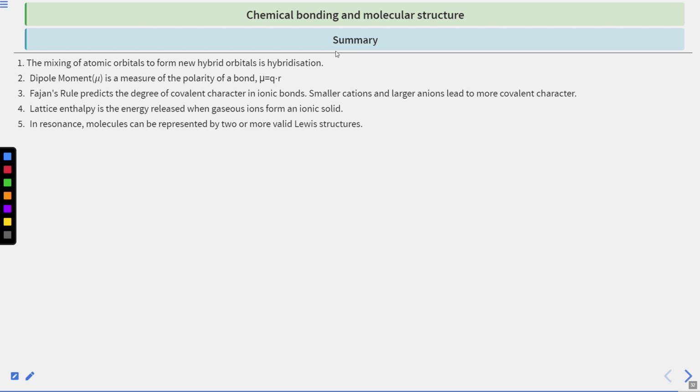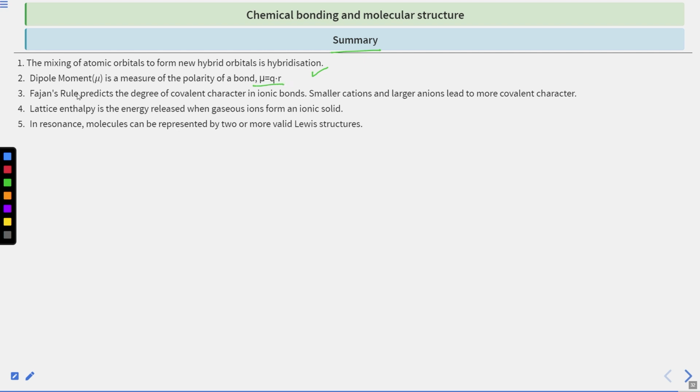Okay, so we are at a summary slide. First point, the mixing of atomic orbitals to form new hybrid orbitals is hybridization. Dipole moment, represented by mu, is a measure of polarity of a bond. So mu equals q times r.